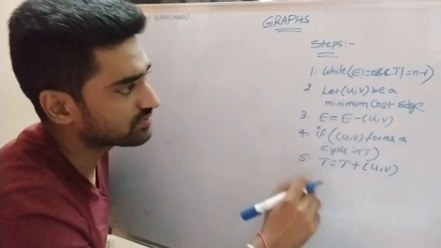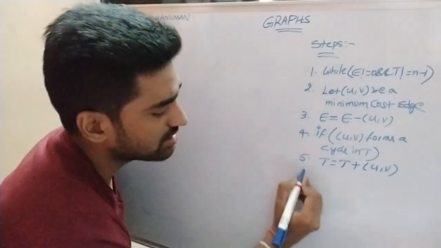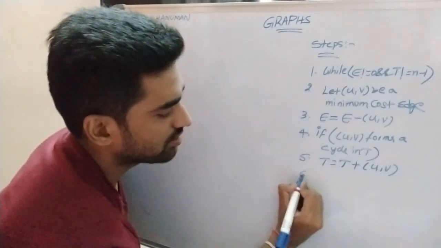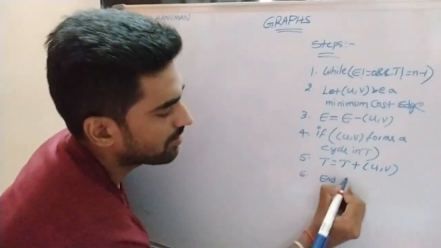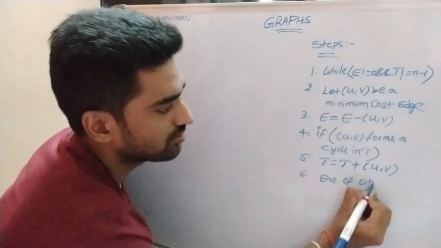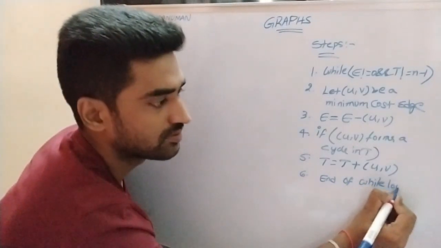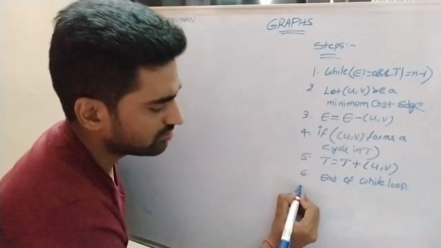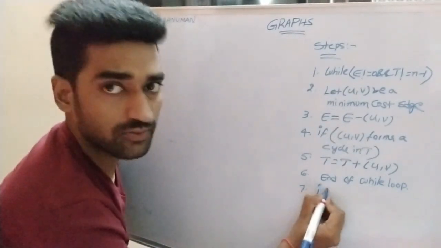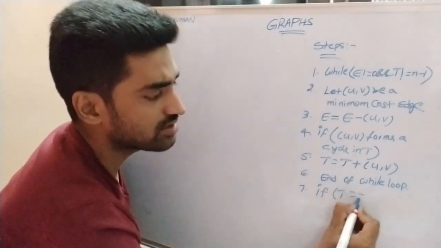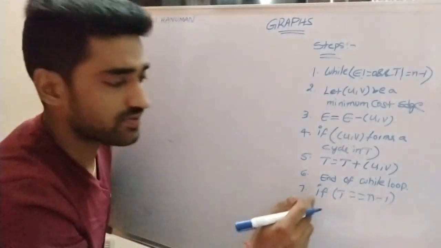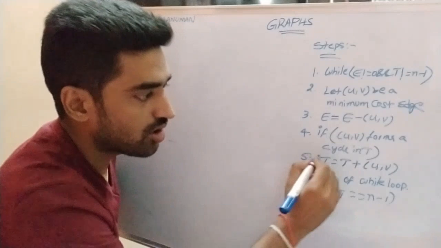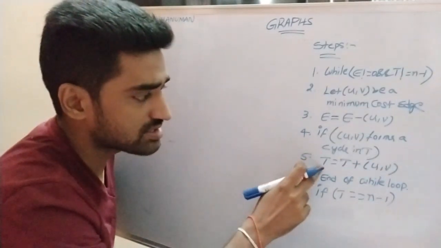After completion of this, we close the end of the while loop, right? Then we are checking one more condition. If T is equal to n minus 1, once this condition becomes true, the output will be printed. So the output is nothing but T.